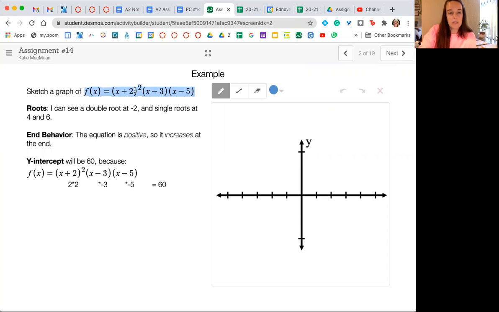So for the roots, I can see that there is a double root at -2. So I'm going to go ahead and put a double root at -2, like that. And then a single root at +3. Remember, you're switching the signs, and a single root at +5. Right, so those are my roots there. Kind of ugly, but we'll get past it.